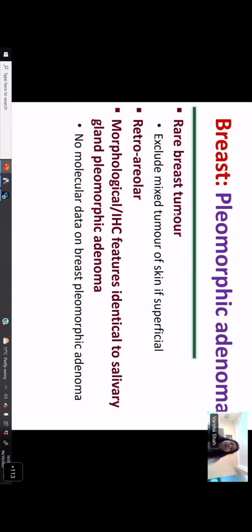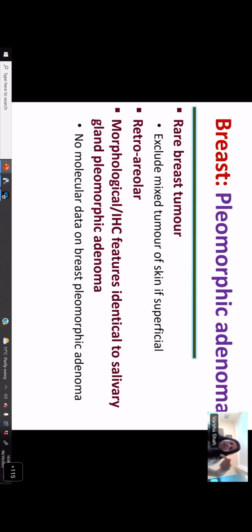So it is a rare breast tumor, but when you get a biopsy which looks like pleomorphic adenoma of the breast, just check whether it was a superficial tumor or whether it was in the breast parenchyma itself. Because if it's a superficial tumor, then it is a mixed skin adnexal tumor, which looks like pleomorphic adenoma, right? And that really doesn't need to be excised. So if it is superficial, it's more likely to be a skin tumor rather than a breast tumor. So if it is in the breast parenchyma, then you make a diagnosis of pleomorphic adenoma. Usually it is retroareolar. And the morphological and IHC features are typical of salivary gland adenoma.